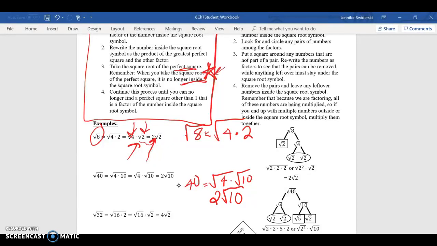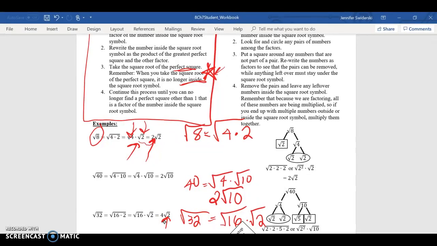What about this next one? Well, they did 32. The square root of 32 can be broken down to multiple things, but whoever created the notes decided to make it the square root of 16 times the square root of 2. Now, why do you think they chose 16 and 2? Well, 16 is a perfect square. So if I were to think about the square root of 16, that becomes 4. So that's 4 root 2, final answer, because we're leaving this 2 underneath the radical since it's not a perfect square.